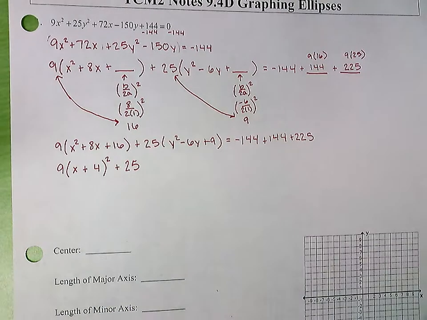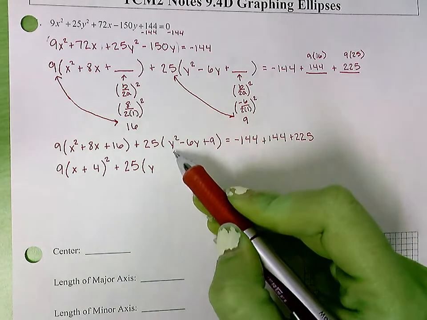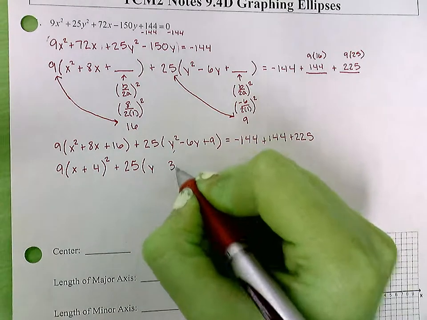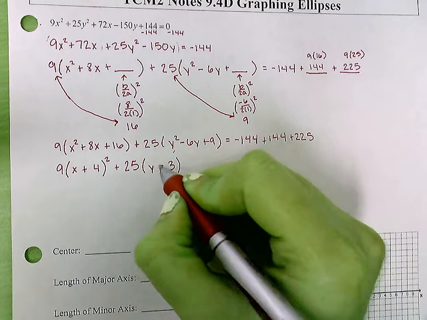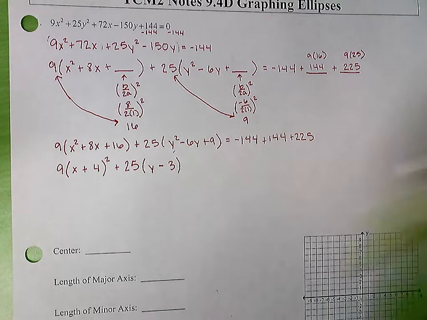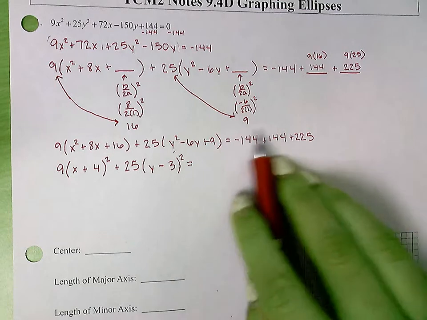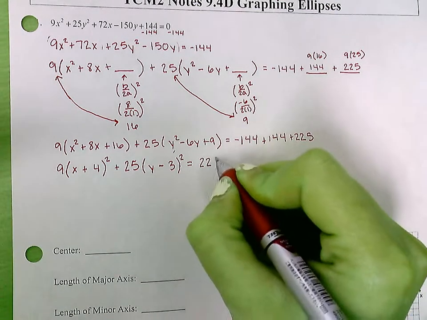Okay, do that with my y's. Square root of y squared is just y. Square root of 9 is 3. Look to your middle term to see if it's positive or negative. It is negative. And then that quantity would be squared. Equals a big number. My 144s cancel out, so it'll be 225.